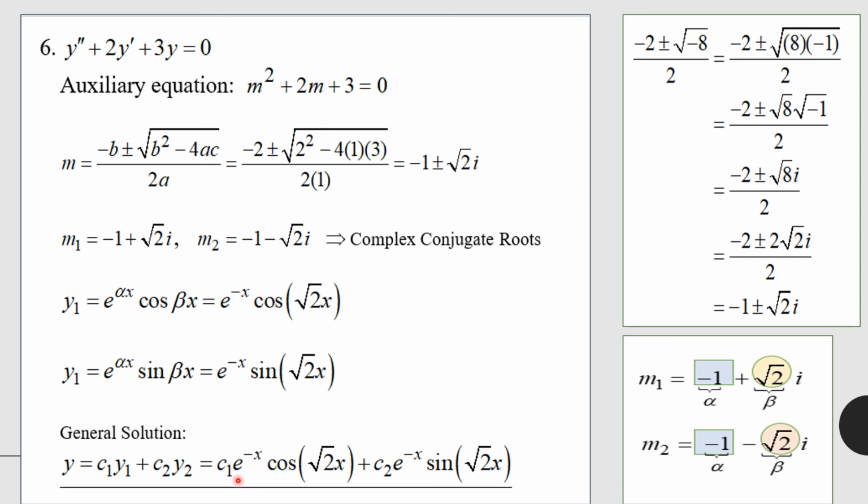We can write down the solution. The general solution is y equal to c1 y1 plus c2 y2.